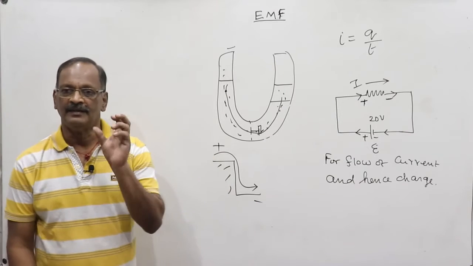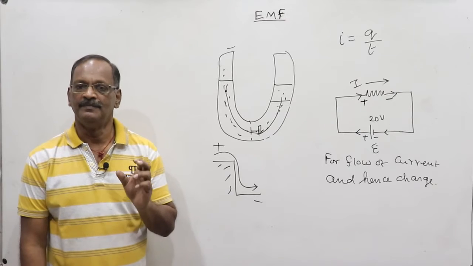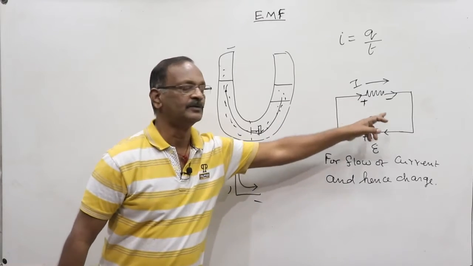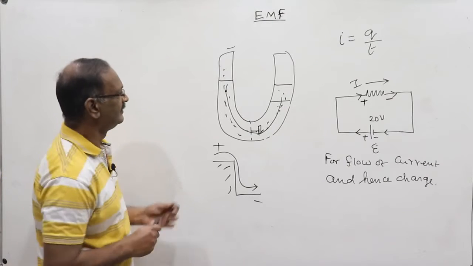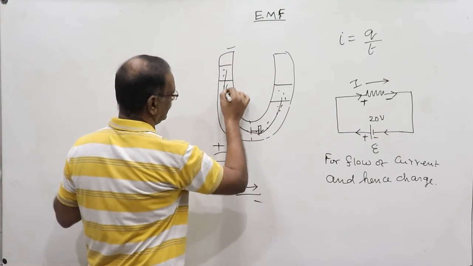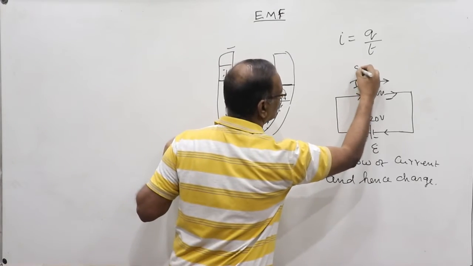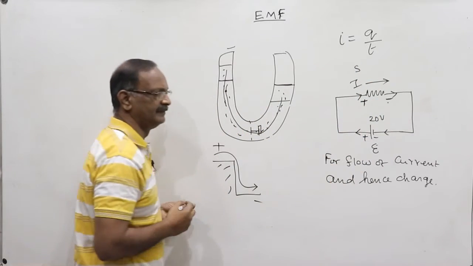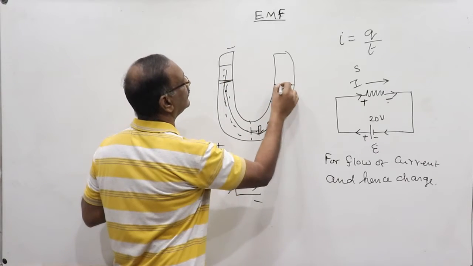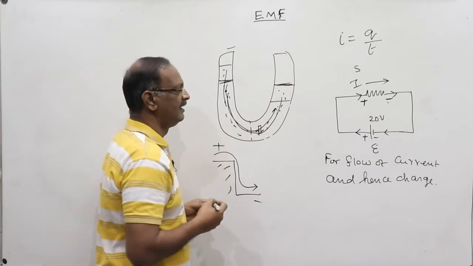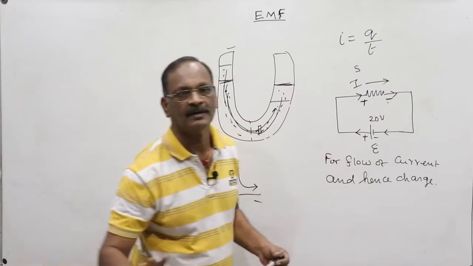Same way, the current will flow as long as there is a potential difference between the two terminals. When will the current stop flowing? See, now it is flowing from here to here. Now when both the levels are equal, it means both are having the same potential. Since this and this are at the same level, no water will flow. It means whenever there is no potential difference between these two ends, no current will flow.